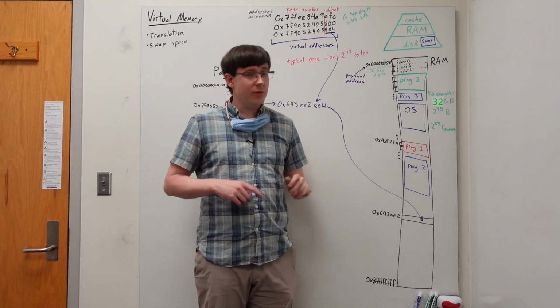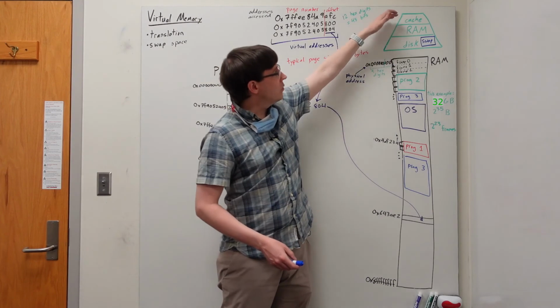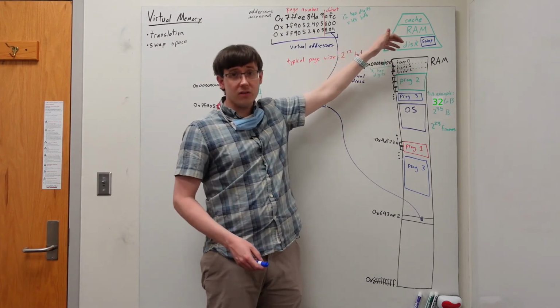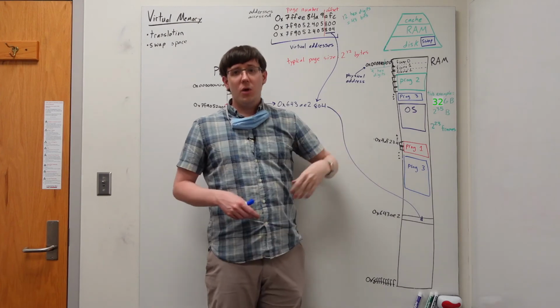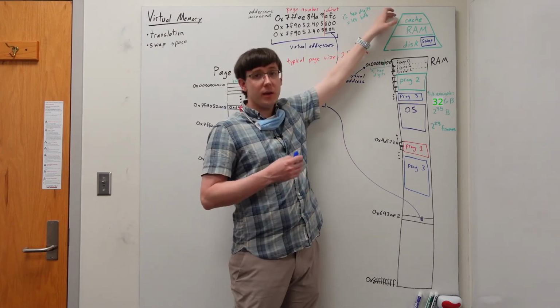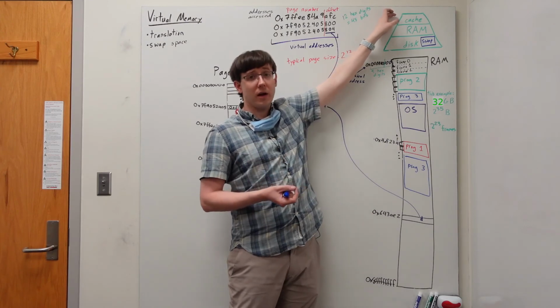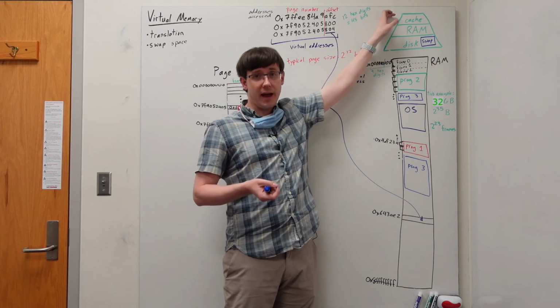But the details of those operations differ in large part because of the relative speeds and sizes of the different levels of the hierarchy. When we're thinking about cache replacement, those policies have to be implemented entirely in hardware because cache accesses need to be incredibly fast.